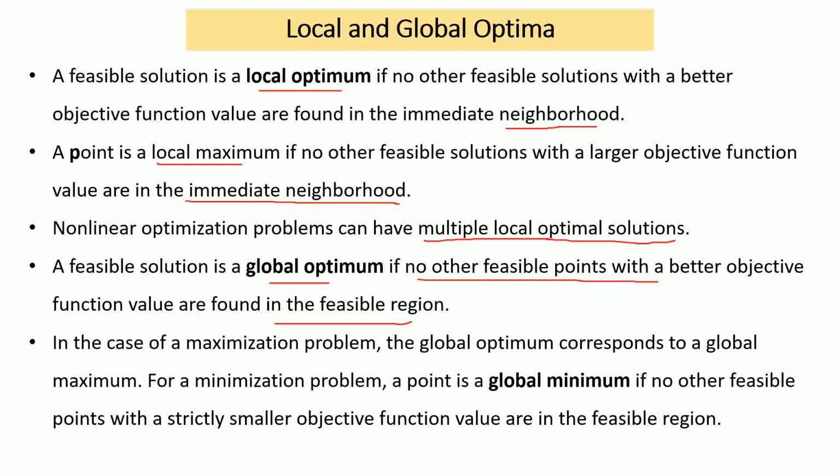So in the case of a maximization problem, the global optimum corresponds to the global maximum. For the minimization problem, a point is a global minimum if no other feasible points with a strictly smaller objective function value are in the feasible region. So this is called the global minimum. So these terms are very important while we discuss the nonlinear programming problem.